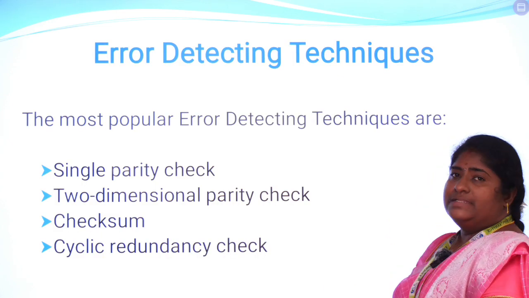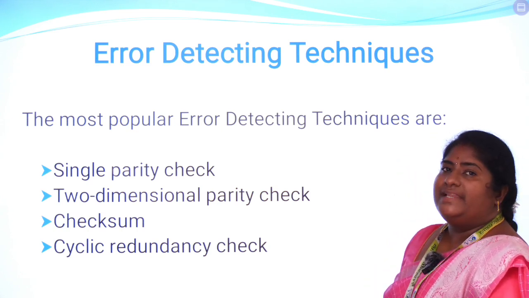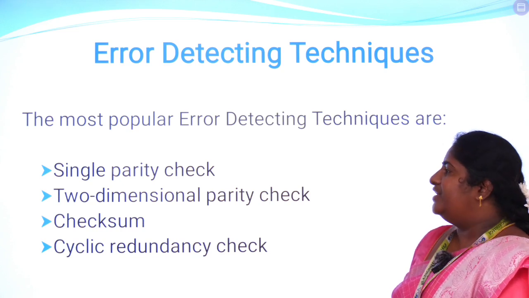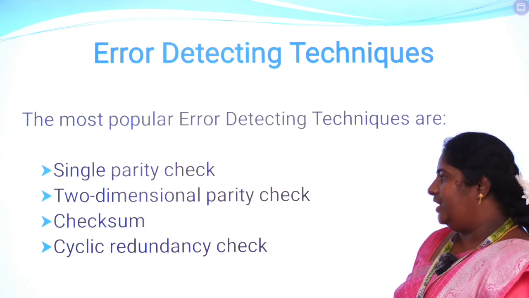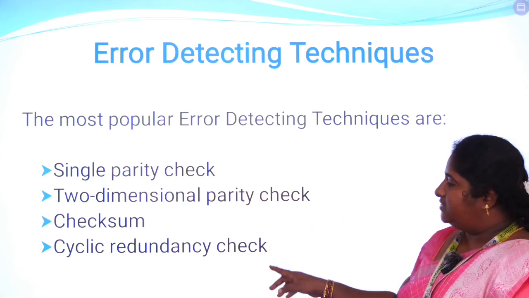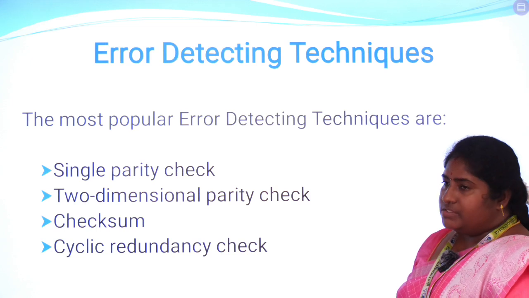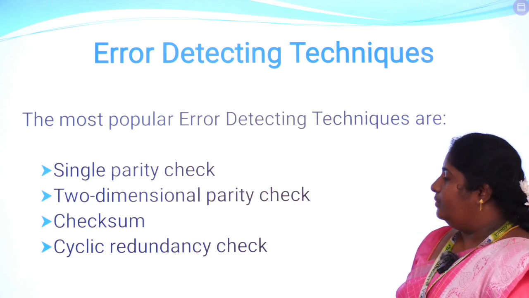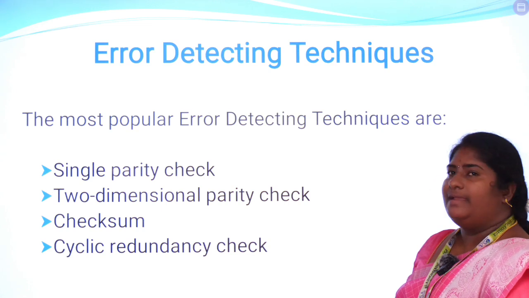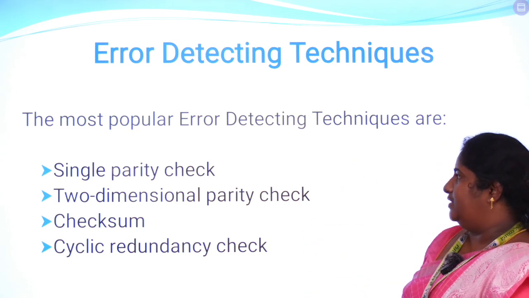So coming to the techniques that we are going to use in the error detection mechanism. Basically there are 4 types of methodology to identify the error. First is the single parity check. Second is the 2-dimensional parity check. Third is the checksum and the fourth is the cyclic redundancy check. Nowadays we mostly use the cyclic redundancy check to identify errors in transmission. So coming to the single parity check.